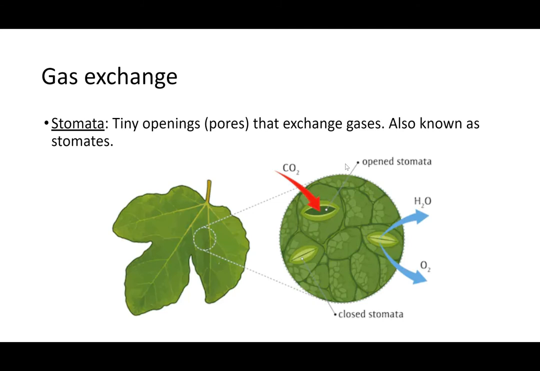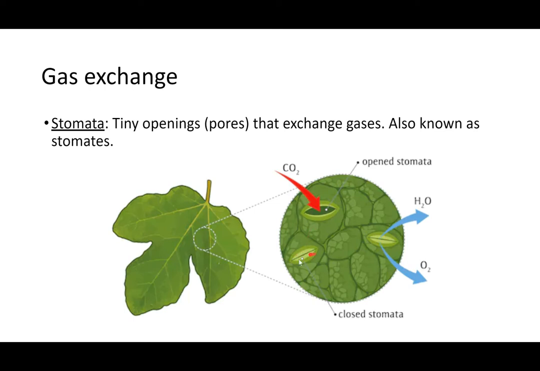So on the other side of our notes, let's take a look at gas exchange. We know the exchange of gases is very important for plants because of the process of photosynthesis. The first part of the gas exchange is the stomata, sometimes also referred to as a stoma. These are tiny openings that allow for the exchange of gases. They're these little openings in the leaf. When they are open, they allow for oxygen and carbon dioxide to move freely in and out of the plant.